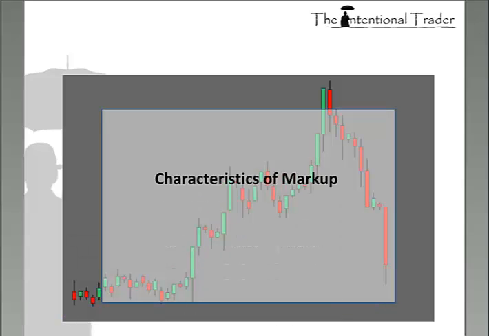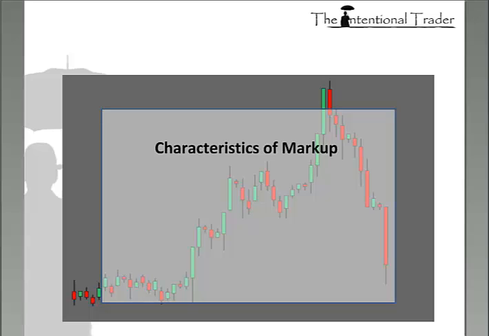So we go on to the next phase, the markup phase. Here's what they want to do: they want to pick up as much of an available commodity or stock or whatever as they can. I'm just speaking about instruments in general here. They're going to pick up as much as they can, and then they're going to start to mark it up. Now, the markup phase is going to be relatively quick.